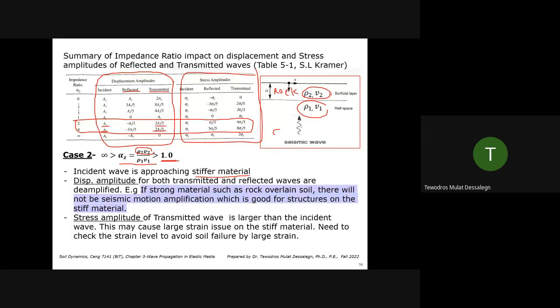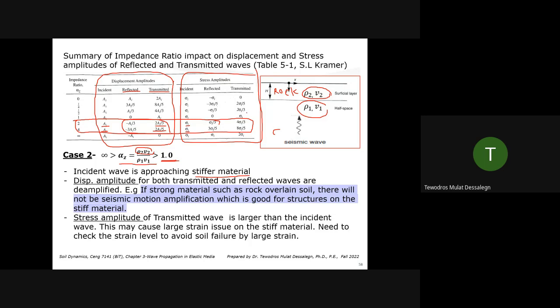So the conclusion is: if a seismic wave is approaching a stiffer material, the wave is de-amplified when it enters the top layer. The displacement is not being amplified. Displacement has a direct relation to velocity and acceleration, so they get de-amplified. In the case of stress, what happened? The stress of the reflected wave is de-amplified. It's 1/3 and 3/5.